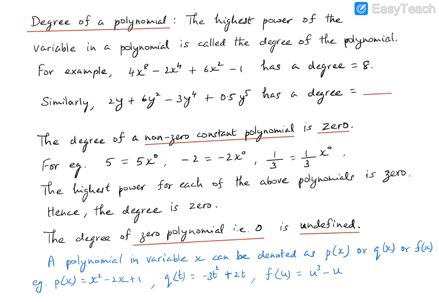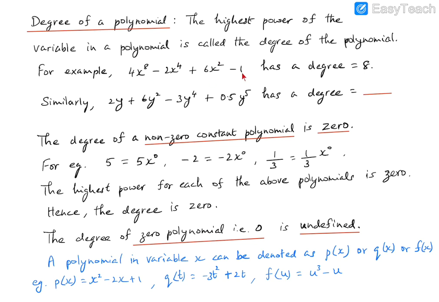Okay, so the next definition that we have here is the degree of the polynomial. And what do we mean by the degree of the polynomial? So when we have a polynomial expression, the degree of the polynomial is the highest power of the variable in the polynomial. So let's look at an example and it will become very clear.